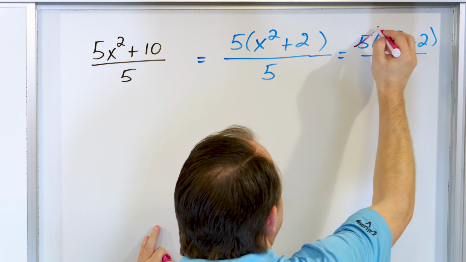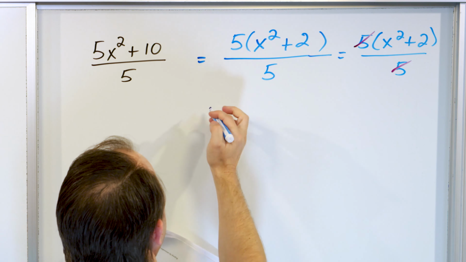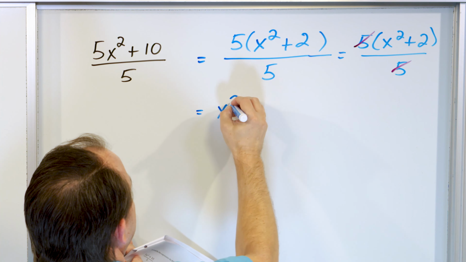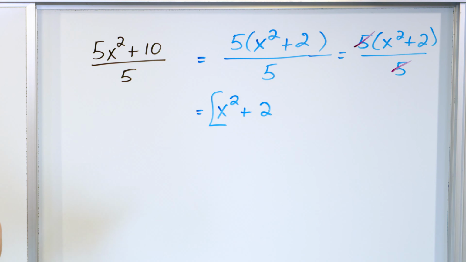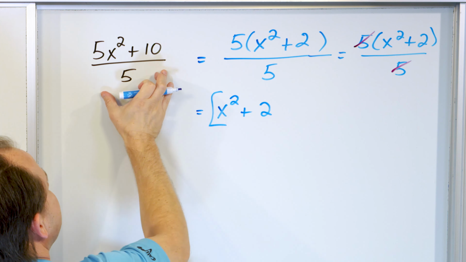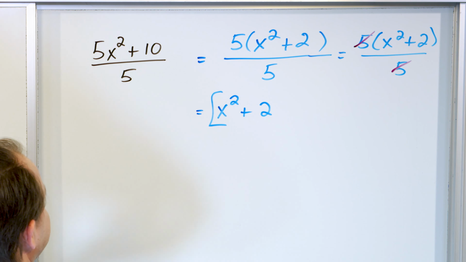And what do you have? Now this 5 cancels with this 5. And all that I am left with at the end of the day is x squared plus 2. And that's it. I can take away the parentheses, and that's the final answer. And of course, this is much simpler than this, but they calculate to the same exact thing no matter what value of x you stick in there.